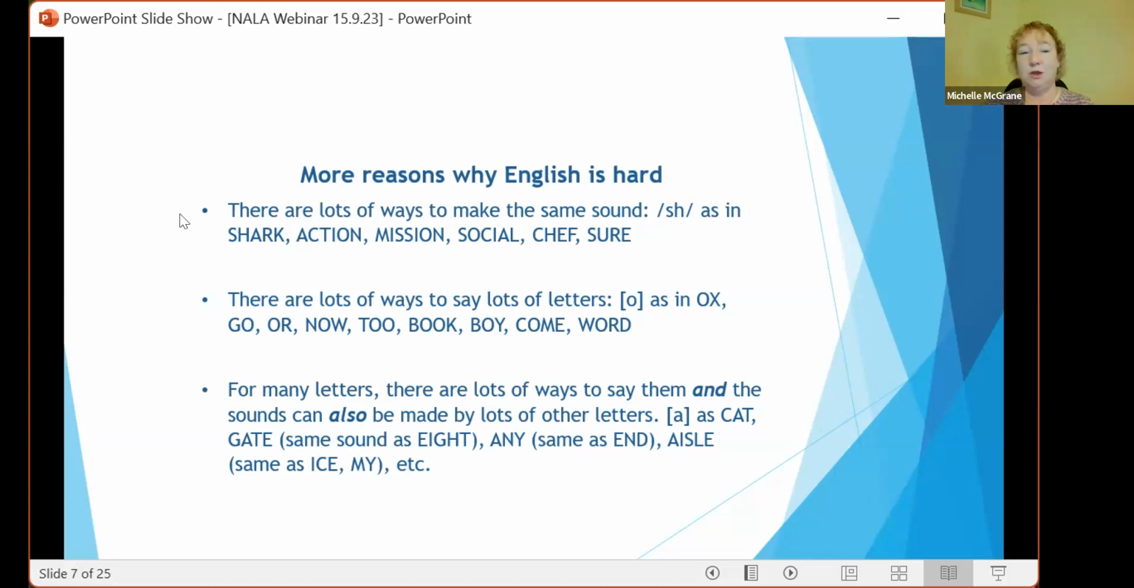So if you look at the words below here, you can see we have shark, but then in the word action, there's a different spelling, mission, SS, social, CI, chef, CH, and sure, S on its own. You've probably already taught your learner that S is a spelling for the sound s. Now you have to say, well, sometimes it's a spelling for the sound sh. So there is a lot to learn.